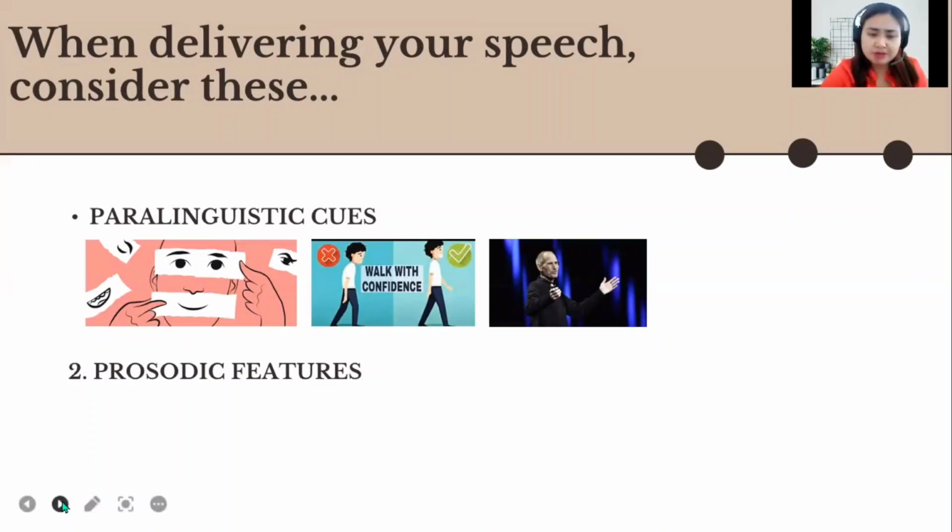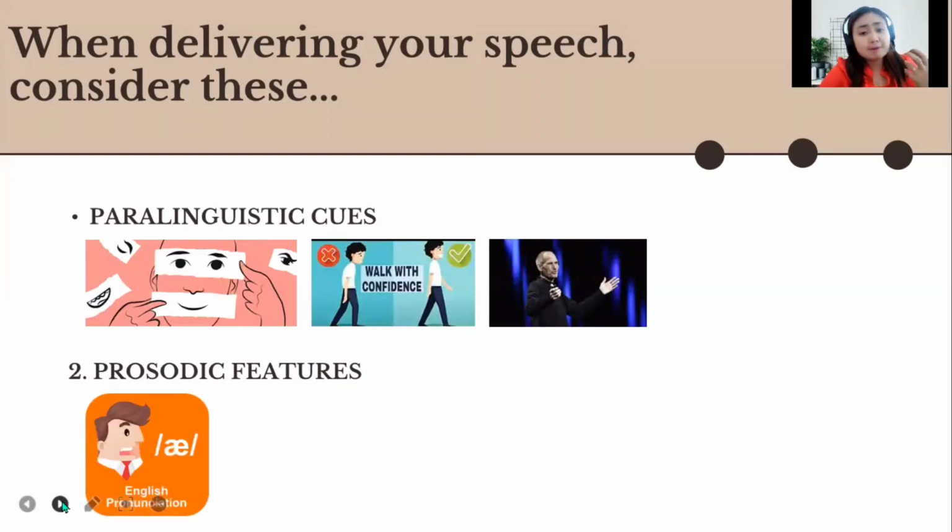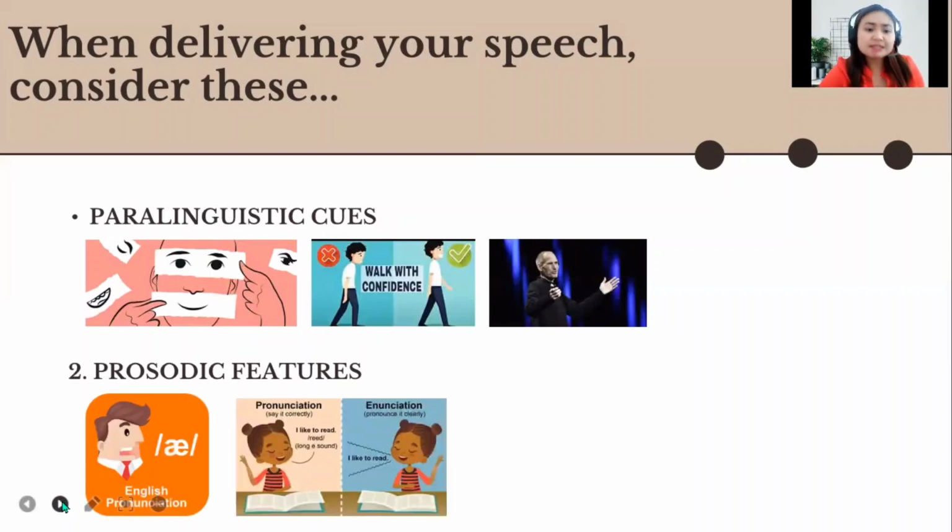What do we mean by prosodic features? They include the way you pronounce the words and the way you enunciate the words. When we say pronunciation, you're talking about how you pronounce each word. And when you say enunciate, it's actually a bigger umbrella of pronunciation. So when you enunciate, meaning you are pronouncing it as well, you are making your statements clear enough to your audience. Okay, so that's the difference between pronunciation and enunciation.